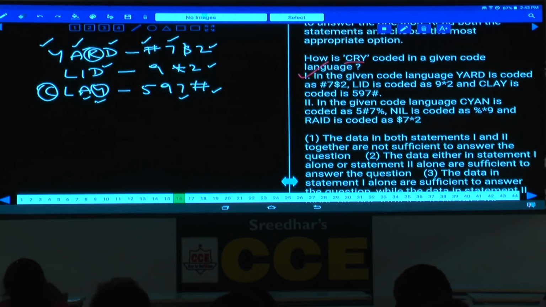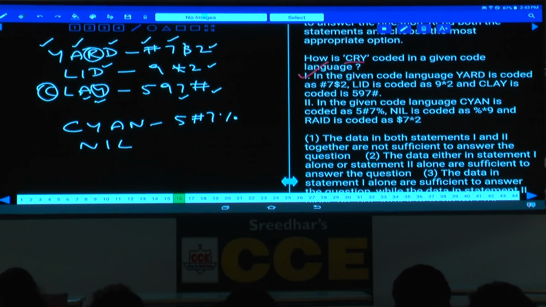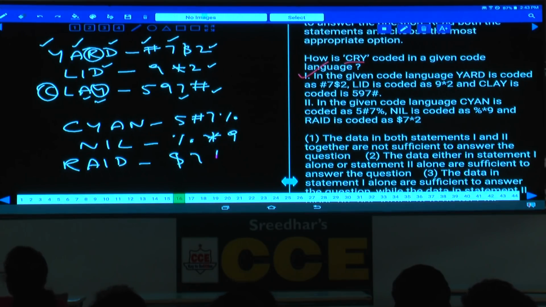Then coming to the next one. What is the next one here? In the given code language, CYAN is coded as 5#7%, NIL is coded as %*9, and RAID is coded as $7*2.